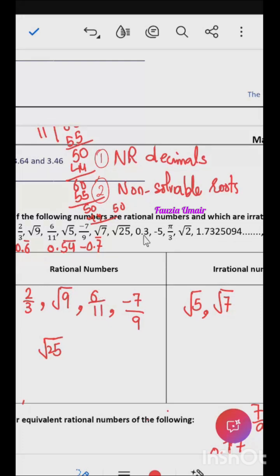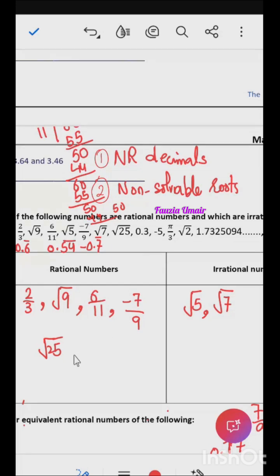So next is 0.3. Hands should be raised before answering the question, please. What is 0.3? I want somebody else to answer. Anyone else? Mohammed, you have not answered yet. It is rational. Very good. Tawassul, why is it rational? What is the reason?